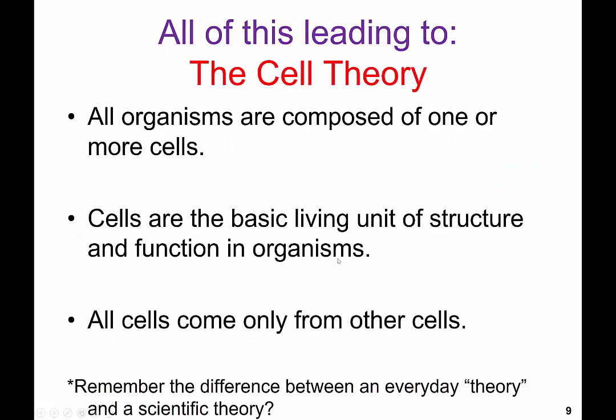All of this is leading to the cell theory. The cell theory states this: all organisms are composed of one or more cells. Cells are the basic living unit of structure and function in organisms, and all cells come only from other cells. A little bit of a review here. Do we remember the difference between an everyday theory and a scientific theory? If not, go back and review this. This is important.